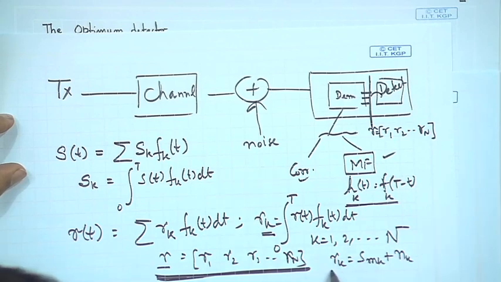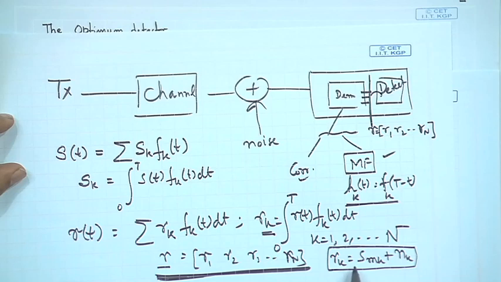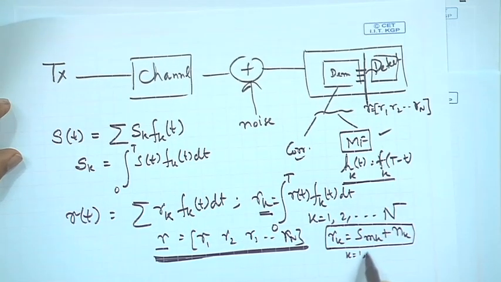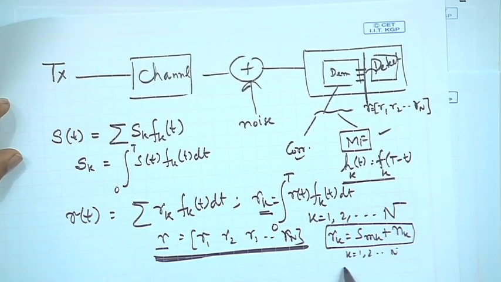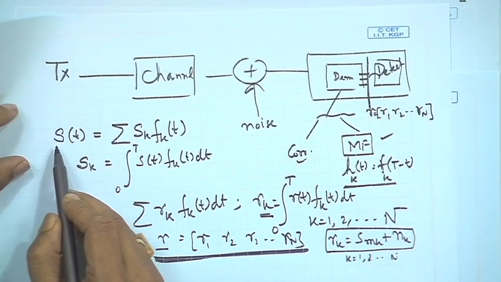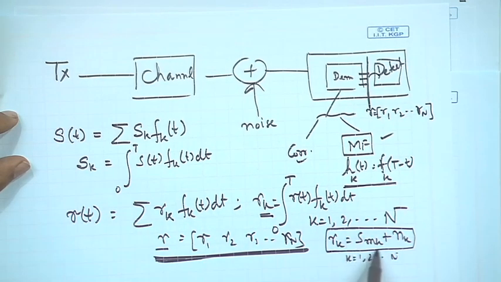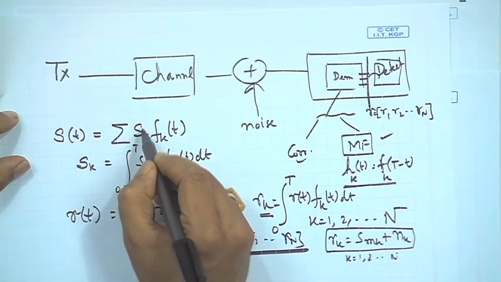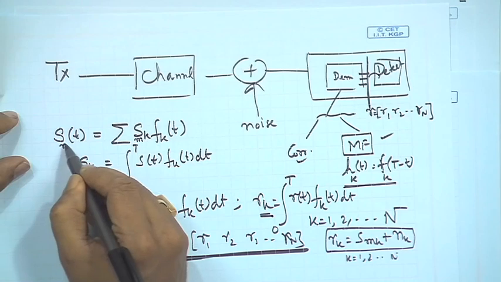So, that means if I have r_k, I also have s_mk, the kth component of the mth signal, for k equal to 1, 2 up to N, that is for all k and for a particular m. If I have all these components, then I can construct s(t). So, what I mean to say is, if I have these components, I know which waveform was sent. So, I could modify this expression and put a sub m.